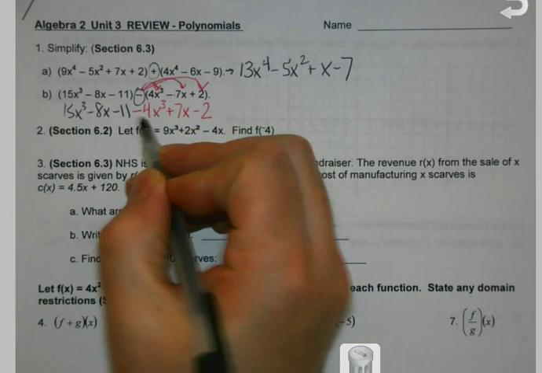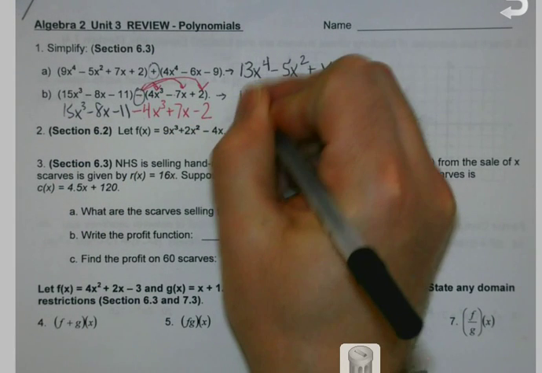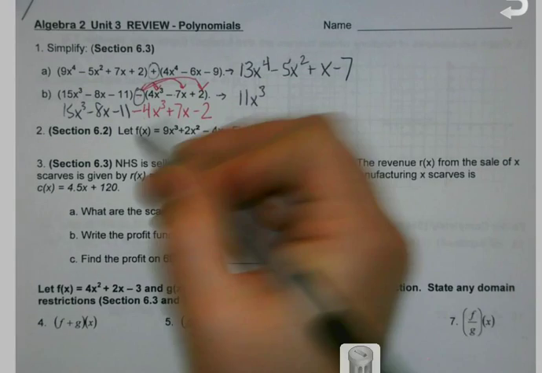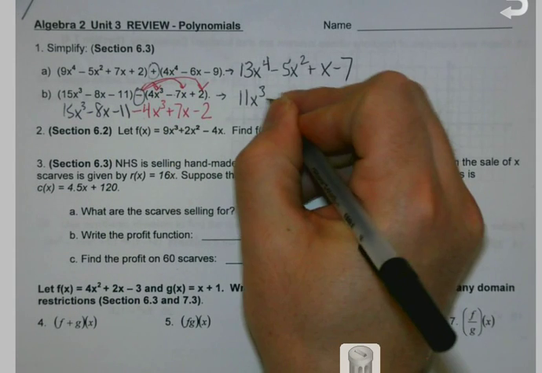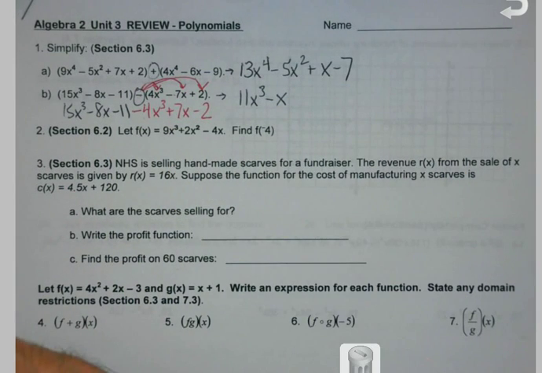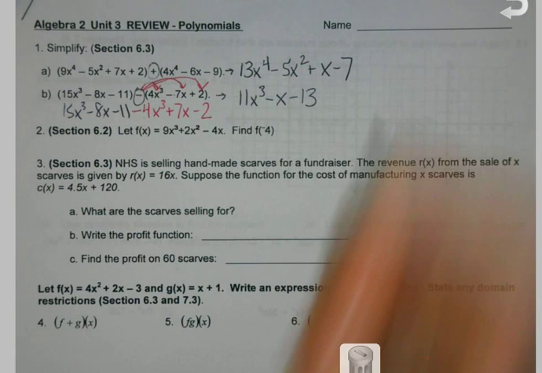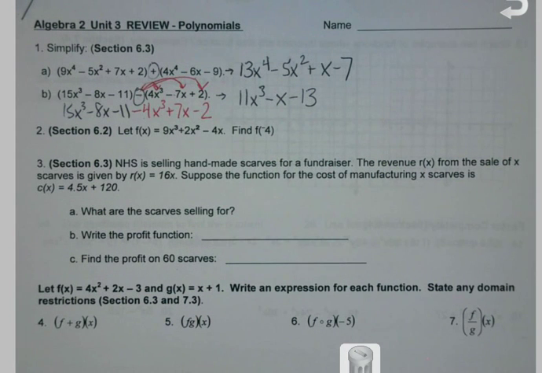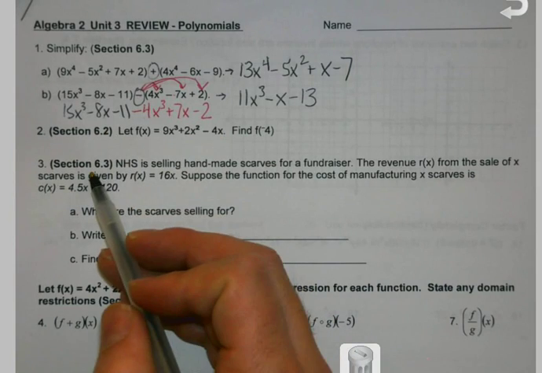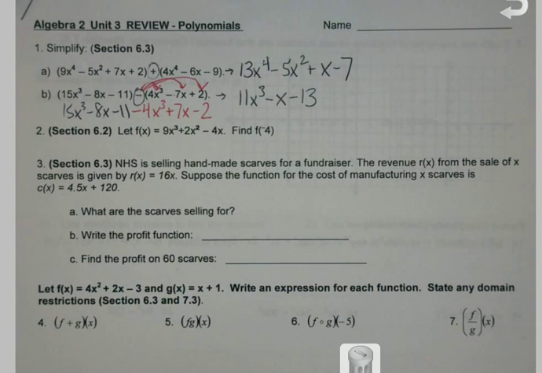So 15 minus 4 would be 11x to the third. Negative 8 plus 7's negative 1. You can put the 1 there if you want to. Negative 11 minus 2 is negative 13, and we're good to go. Okay, keep life simple. And on any of these, if you're not sure, that's why we've got section numbers in each of these, so you can see where to look if you need a little extra help with this.